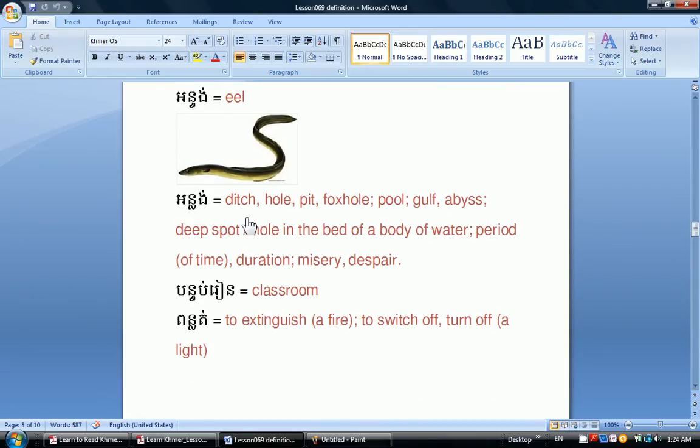Anlung is a ditch, a hole, a pit, a foxhole, a pool, a gulf, an abyss, a deep spot or hole in the bed of a body of water, a period of time, a duration, or a misery or despair. Pantoprian is a classroom. Punlut means to extinguish a fire, to switch off, or to turn off a light.